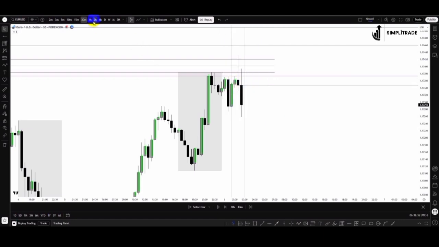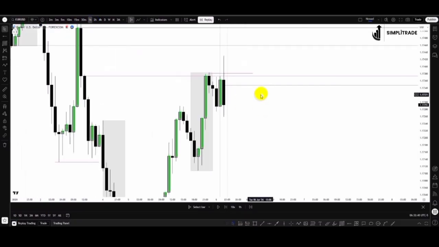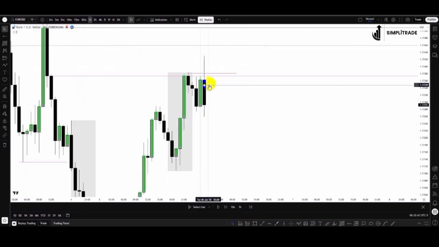So let's check the 1 hour. Do I mark it from the 30? I want to check the 1 hour. So here in the 1 hour, this is where it is. To me, the 1 hour zone is much stronger than a 30-minute level. So in the 30 minute, this is where that rejection level is at.